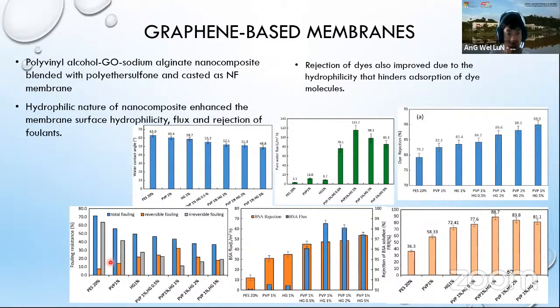And here is the case of the fouling. So you see the fouling tendency of the membrane has been reduced. Okay, of course, because the surface is more hydrophilic, so pollutants will be repelled away from the surface. So that's why the fouling tendency will be reduced. Okay, and then improved rejection of pollutants and so on.